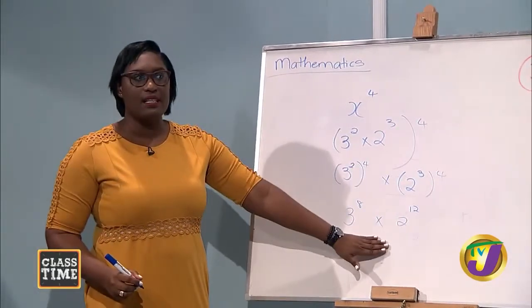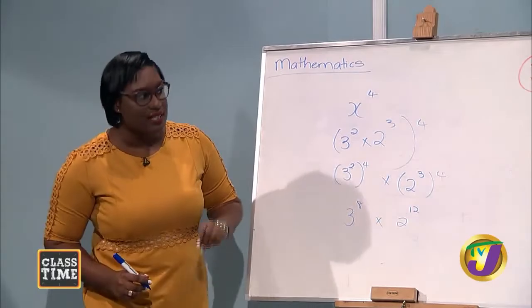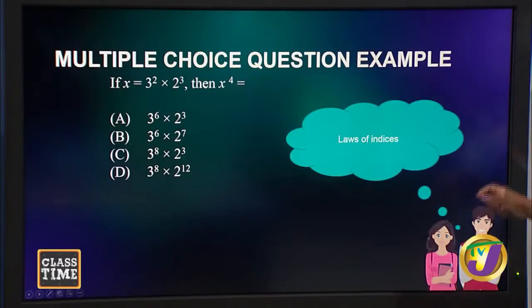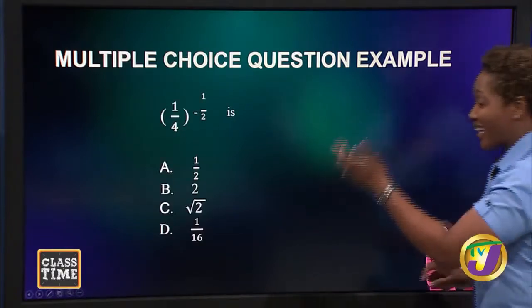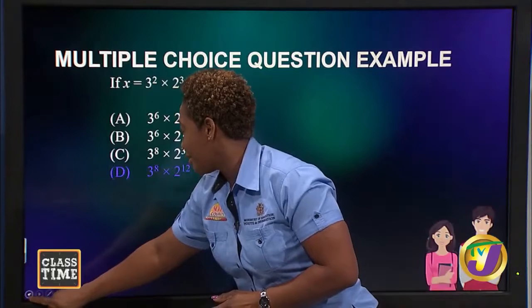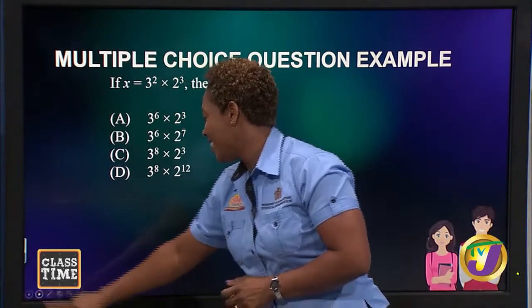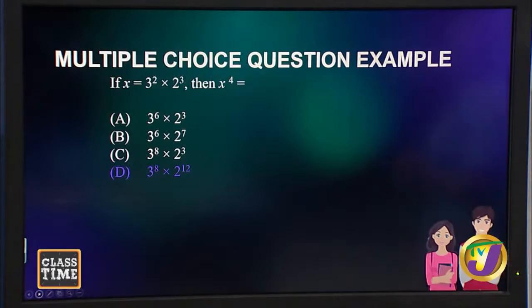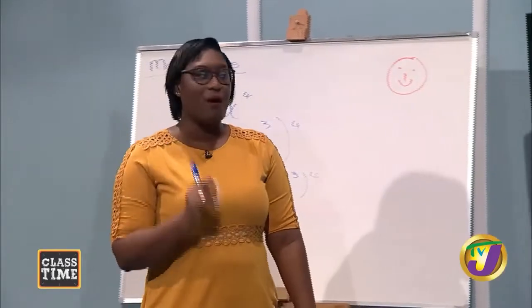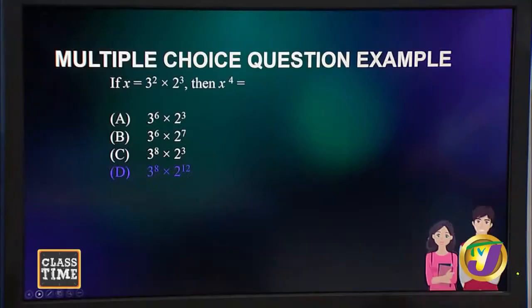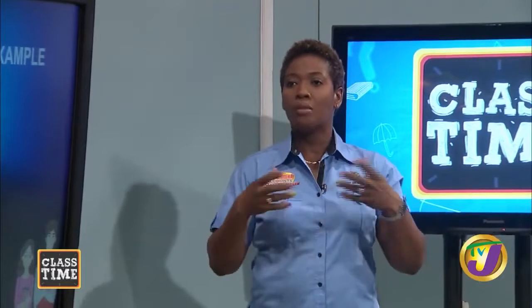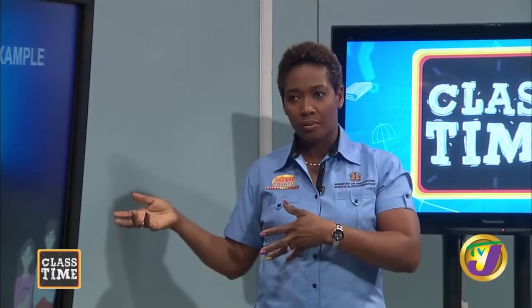So we've done this. Let us assess our question. Let's go back to the question. Could it be A? No. It looks like C. No, it doesn't. So it's actually D. Our answer is D: 3 to the 8th power multiply 2 to the 12th power. We saw how we did that a while ago. We used the power law of indices. The power law states that when a base is raised to a power and raised to another power, you multiply the powers to give you the solution.